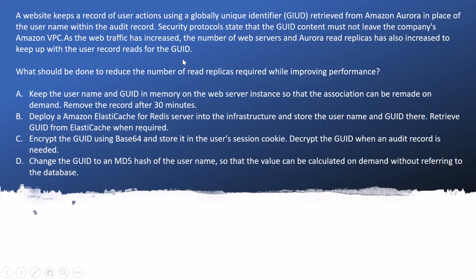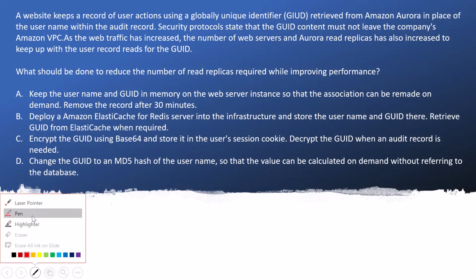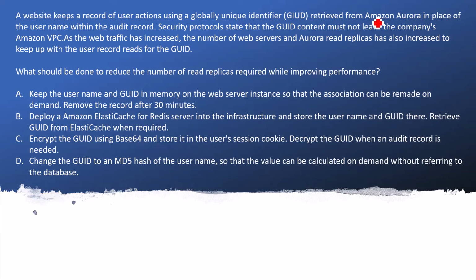A website keeps a record of user actions using a global unique identifier retrieved from Amazon Aurora. Let's highlight the points here. Our GUID is already there in Amazon Aurora in place of the username. Basically, the username is mapped with the GUID, and in Amazon Aurora the GUID represents the username within the audit record. Security protocol states that the GUID content must not leave the company's Amazon VPC.